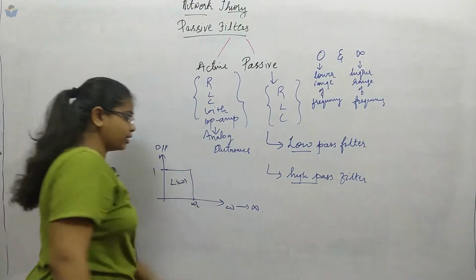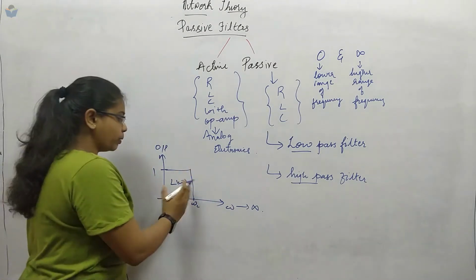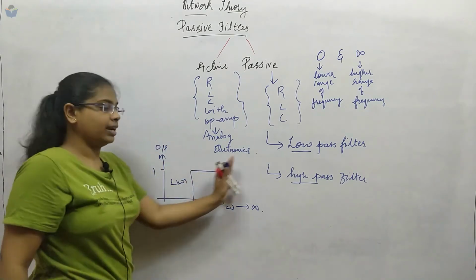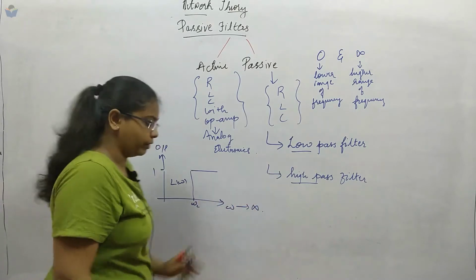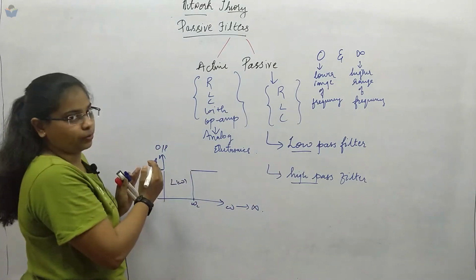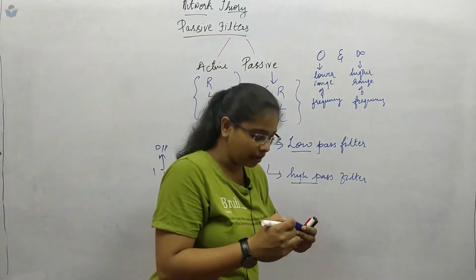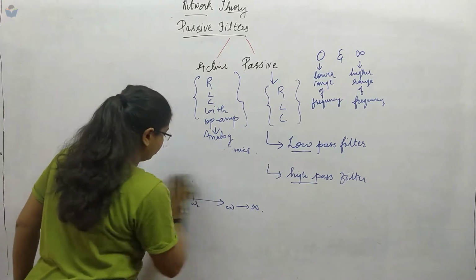So infinite is the higher end, but here we have from 0 to 1. So this is low pass. If the same graph was like this, then it is a high pass filter because it is allowing the infinite range of frequencies, and the lower range is 0. Now we will draw the circuits for the low pass filter and high pass filter. First we will start with the low pass filter.